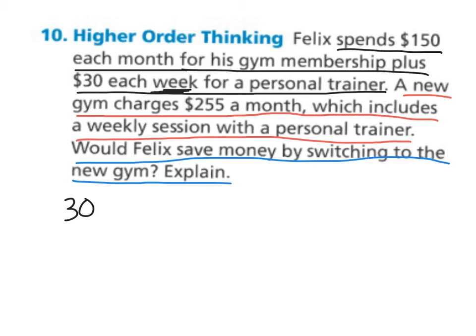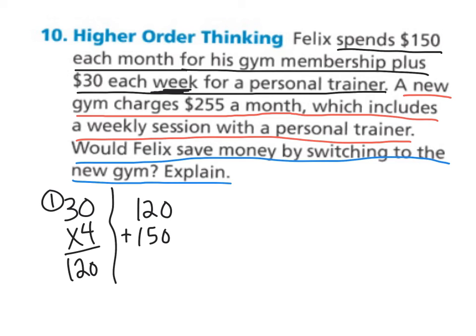So $30 a week. There's 7 days in a week. So if you think about it, 4 weeks would be 28 days. So that's the closest to what we've got here. Okay, just to say that there's about 4 weeks in a month. So if you did 30 times 4, that'd be $120 a month for the personal trainer. That's in addition to the $150 a month for the membership. So that would be $270 altogether.